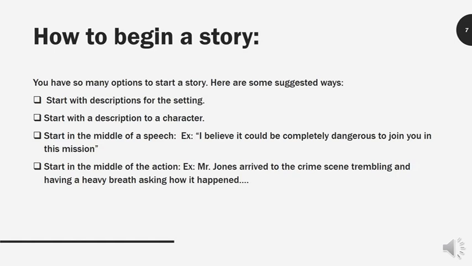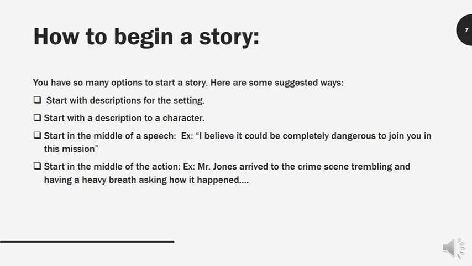The first one is the basic one that we talked about, to describe the setting. The second one is to start with a description of the characters, the important characters that you're starting with. The other two ways are different. First one, you start in the middle of speech. The first line is going to be a speech. Why would that be important? Because you feel that there is something different here.